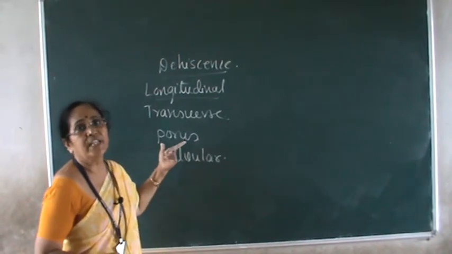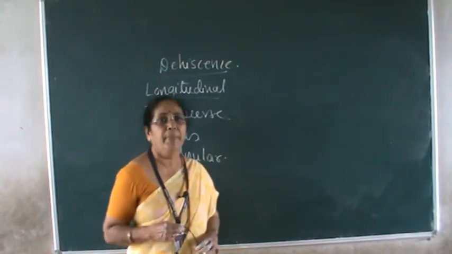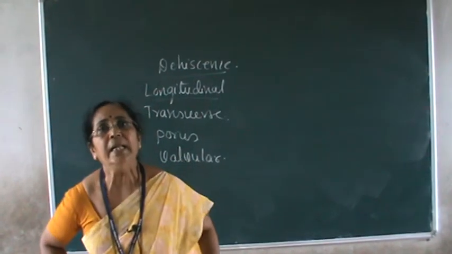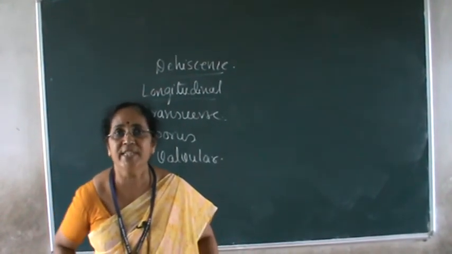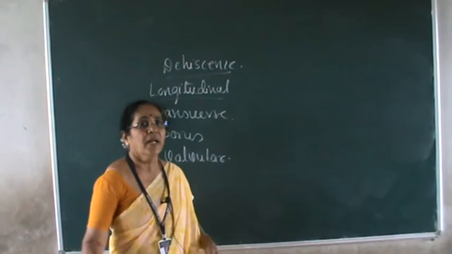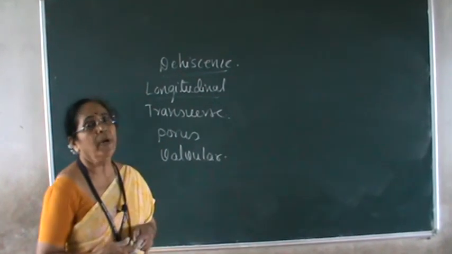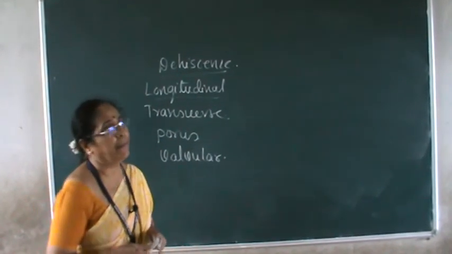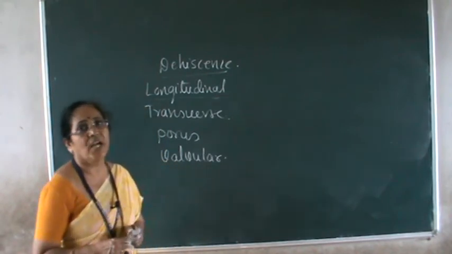Porous also, it is found in Solanaceae family members, brinjal, tomato, chili. Their anthers are also an example for the same. And in all these cases, the anther is having a pore on the top. Through the pore, dehiscence is going to take place. So the pollens are going to be discharged from the pore.